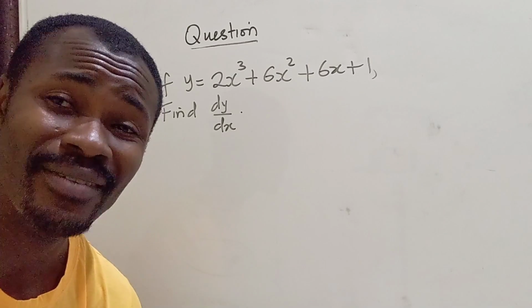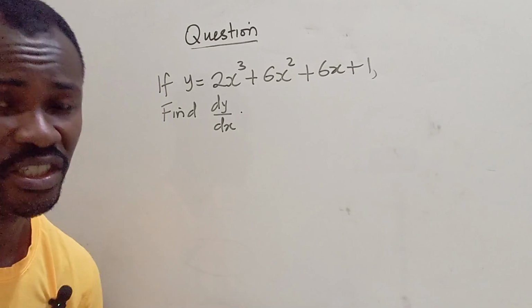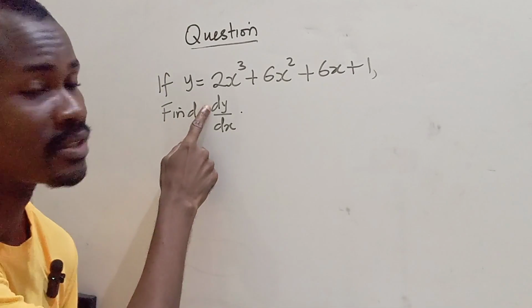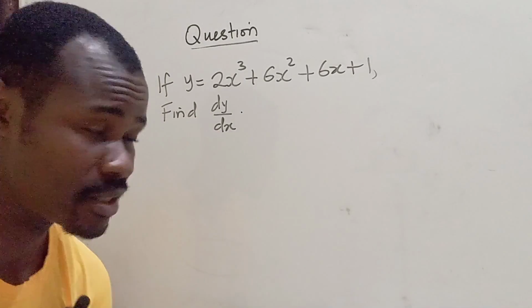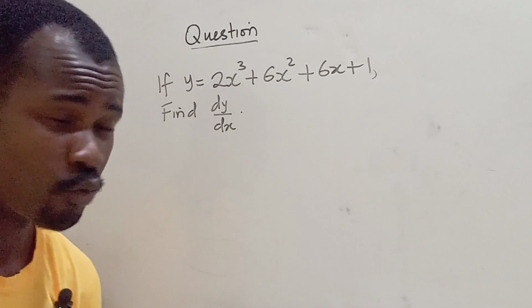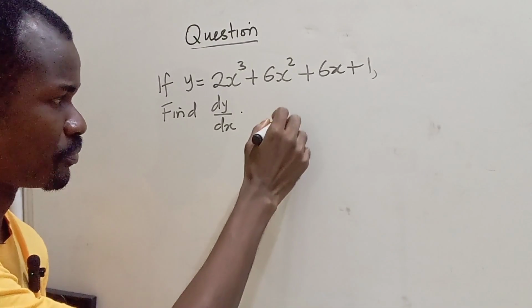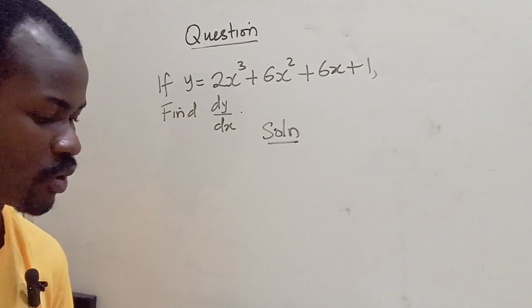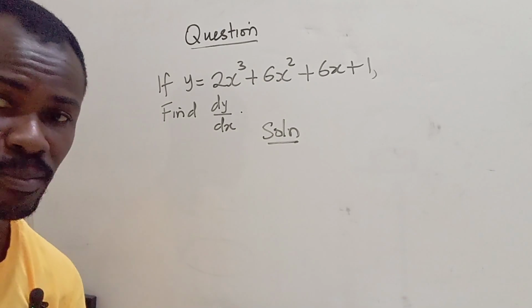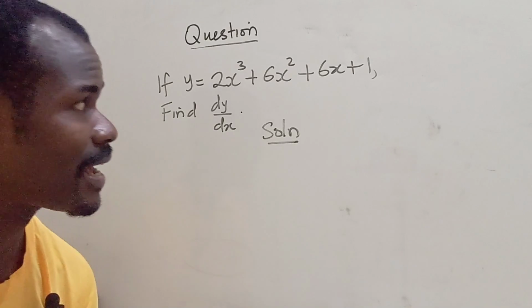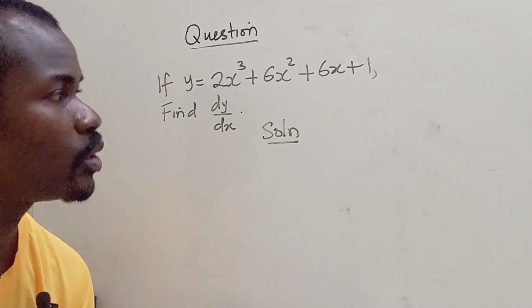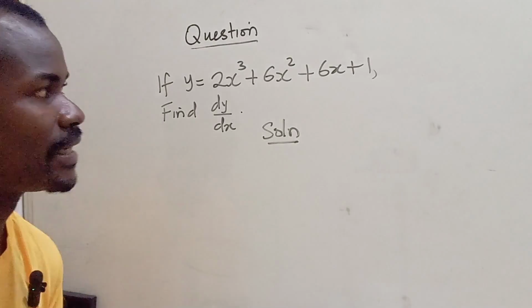So today we have another video to look at, a question on calculus, under differentiation. Whenever you come across dy over dx, they are asking you to differentiate. So the question says, if y is equal to 2x raised to the power of 3 plus 6x squared plus 6x plus 1, we have to find our dy over dx.